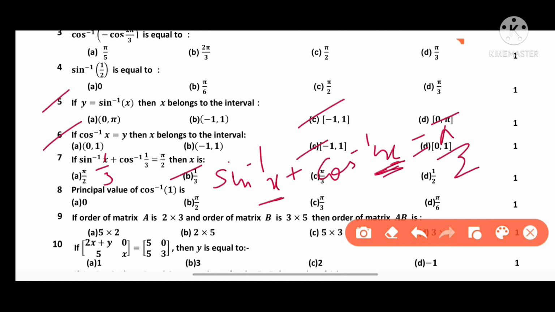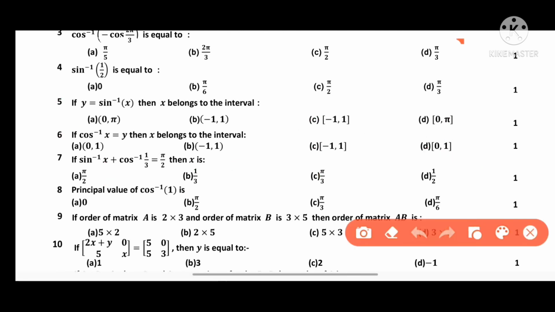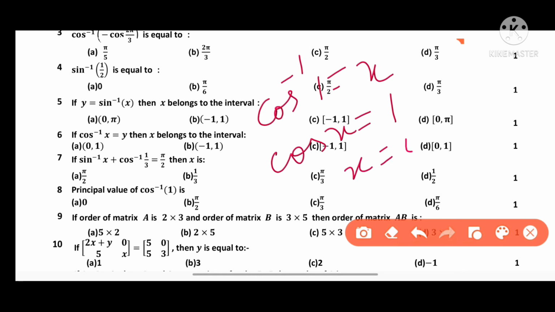Next, the principal value of cos inverse 1. Now cos inverse 1 is equal to x, that is cos x is equal to 1. And x is equal to 0, because at 0 degree, cos 0 degree is equal to 1. So the answer is 0, A option. Next question.